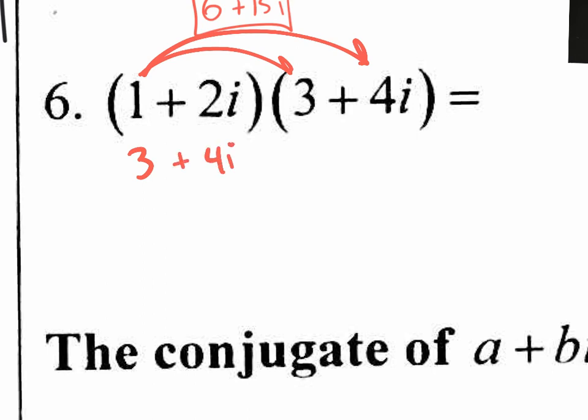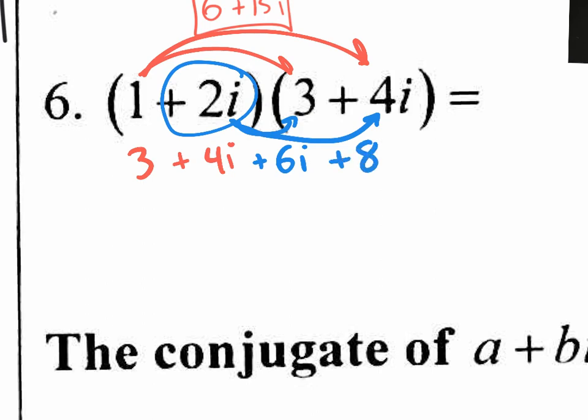4i. Now let's distribute the positive 2i. 2i times 3, positive 6i. 2i times 4i. 2 times 4 is 8. i times i is i squared. Now I already know that some of you already know that i squared is negative 1, so you want to do 2 steps in 1. I recommend write out the i squared. That way you could clearly see that that's going to become a negative 1.